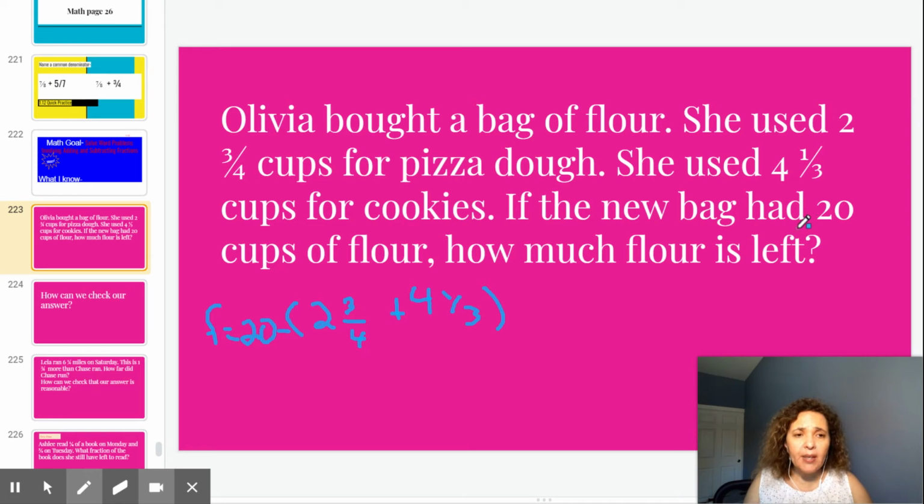And then she had 20 to begin with, and how much is left? So I know that left means subtraction. So I have 20 minus what she used, and my F is just a variable that stands for flour. Okay, then I would solve like normal. So go ahead and pause the video because you know how to add fractions. Go ahead and add 2 3/4 and 4 1/3 and see what you get.